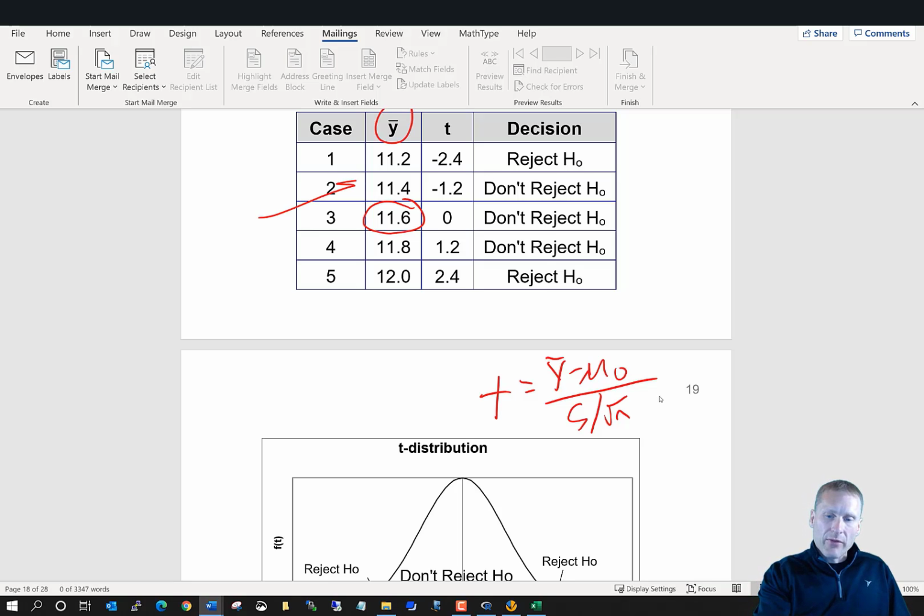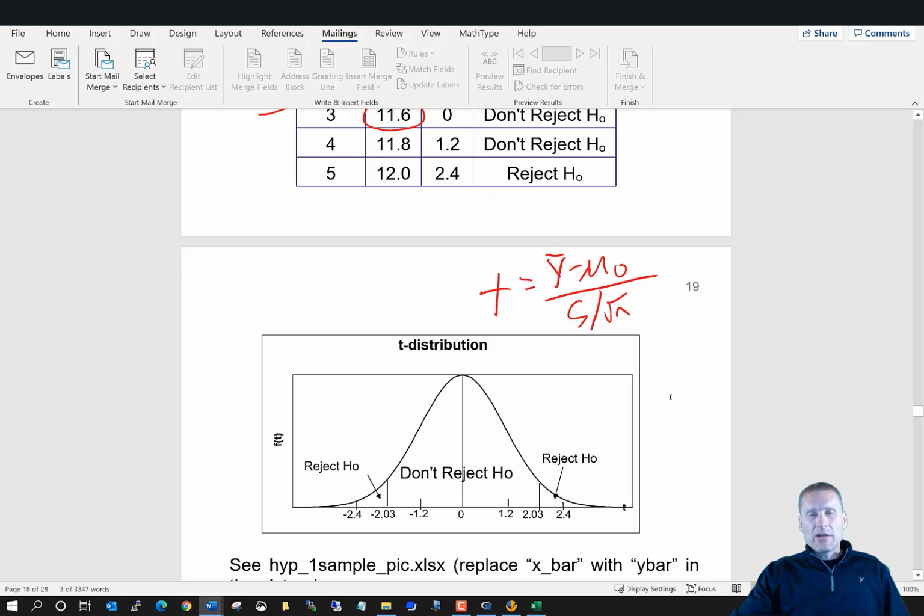But let's say we go a little bit farther out. Now let's say that y bar is farther from 11.6, and now it's 11.4. My test statistic is now negative 1.2. I am still within that don't reject region, though. Given the amount of variability that we have in our data, as measured by s divided by the square root of n, it would not be unusual, with a sample size of 36, to observe a sample mean of 11.4. It would not be unusual. So because of that, I say don't reject H0.